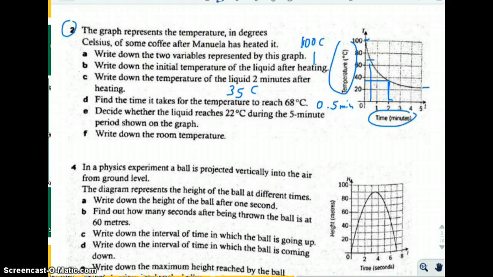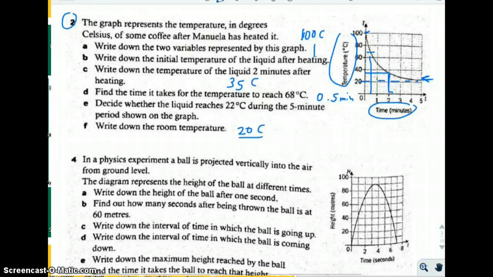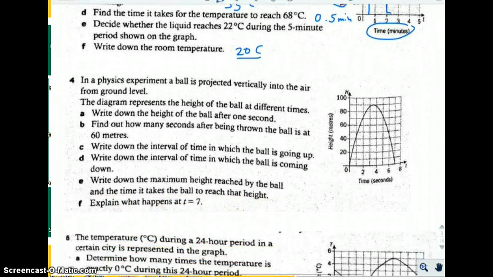Decide whether the liquid reaches 22 Celsius during the 5-minute period shown on the graph. It's kind of hard to tell. I think you could say yes or no. It's kind of hard to tell if it's 22. Write down room temperature. Well, the room temperature would be the asymptote, right? It looks like it might be 20 or 21 or 22. It's kind of hard to tell, right? You don't know how fast it's going down, so you could put something around 20. Okay, in the test, it's not going to be such a small drawing.